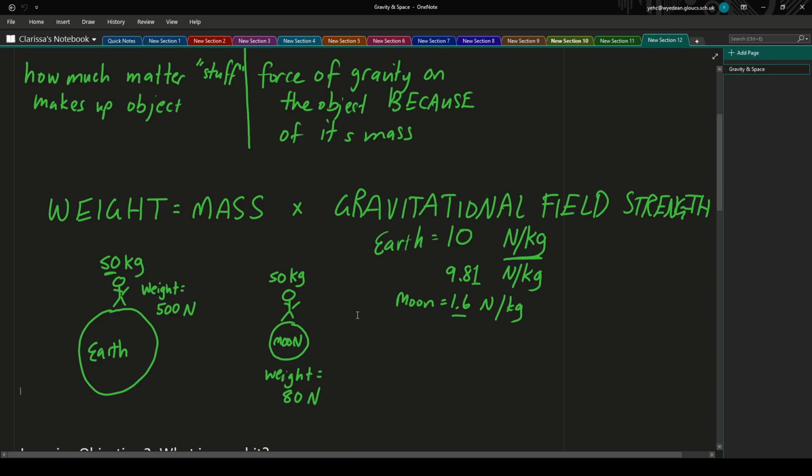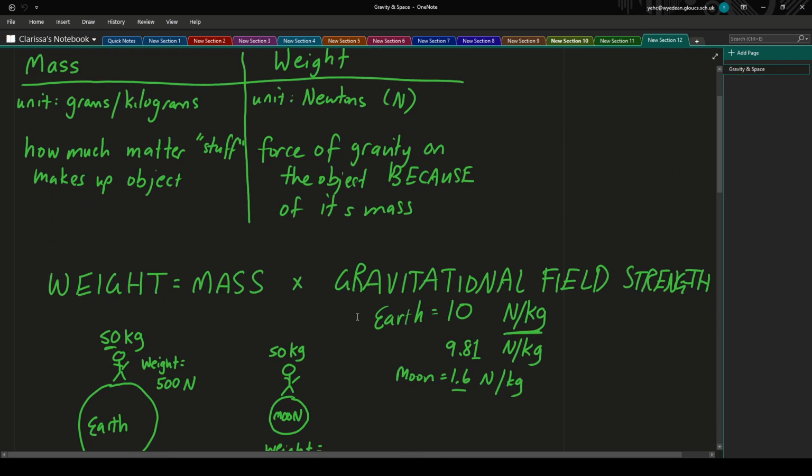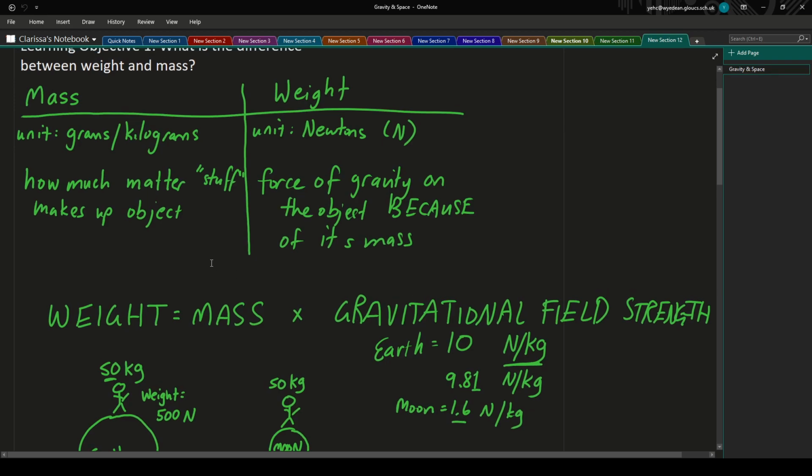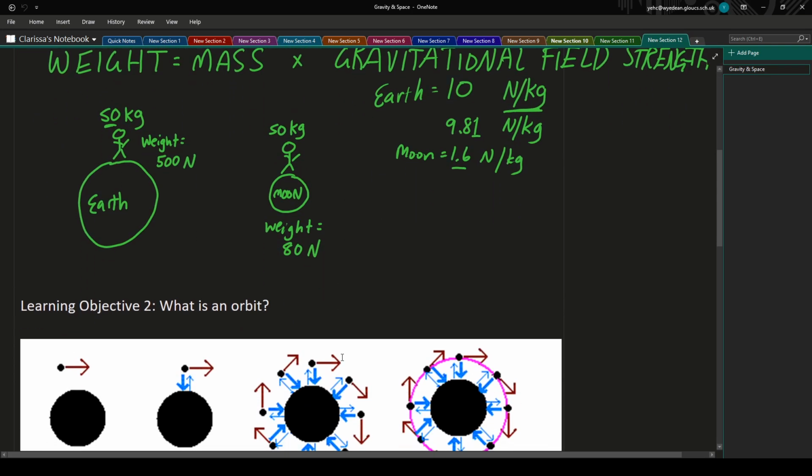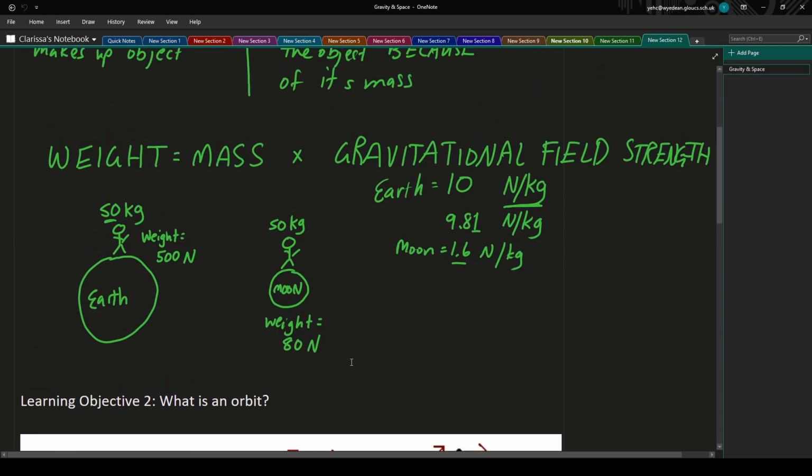So we have this distinction because in this topic we're talking about outer space. On Earth, you might think this distinction doesn't matter, but it is a really important distinction to make and keep that consistency.